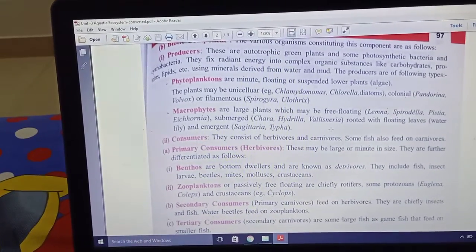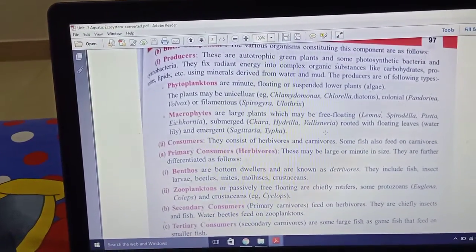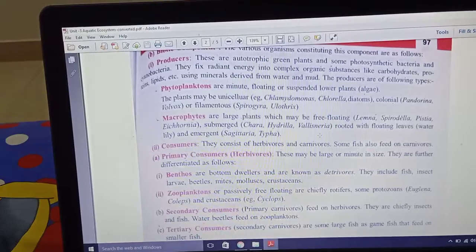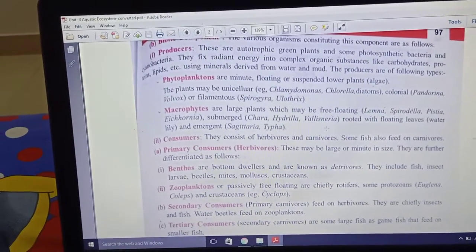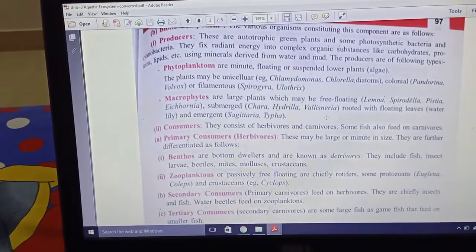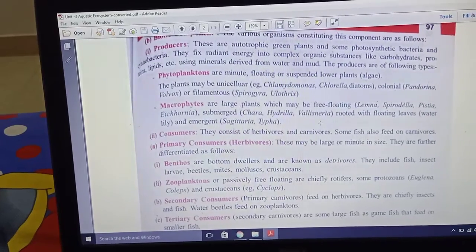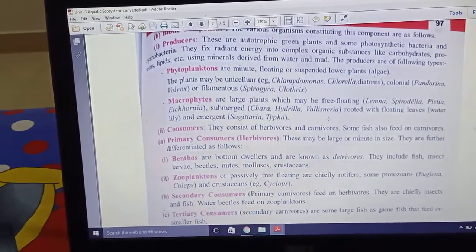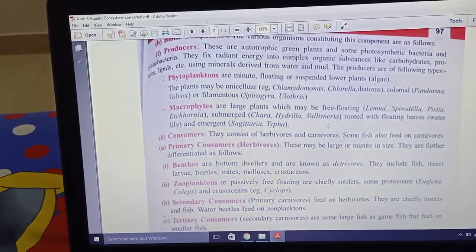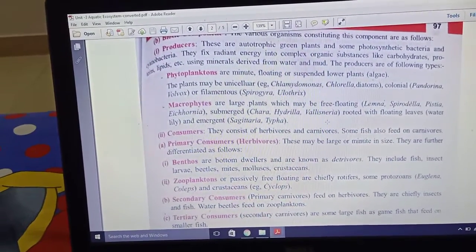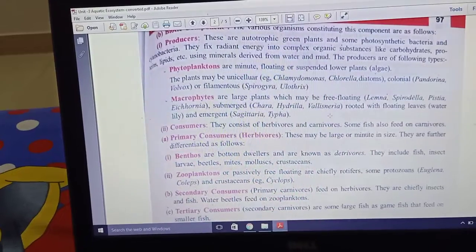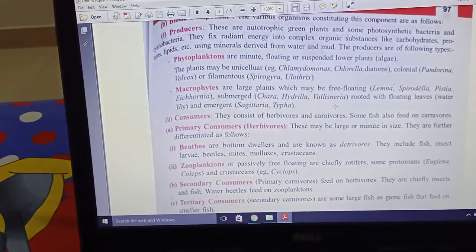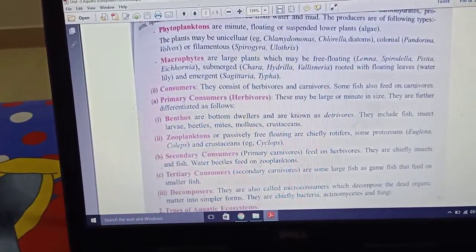Now we are moving ahead to the consumers. They consist of herbivorous and carnivorous. Some fishes also feed on these carnivorous. So consumers are basically carnivorous, but before that, primary consumers, that is called herbivorous, are also found. They are also minute in size, and they are classified into different types of creatures.